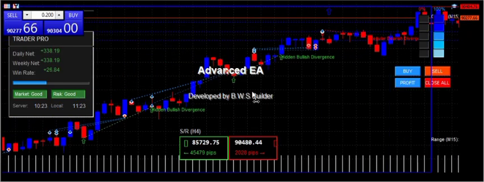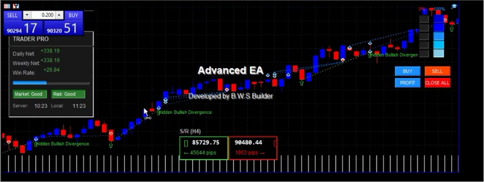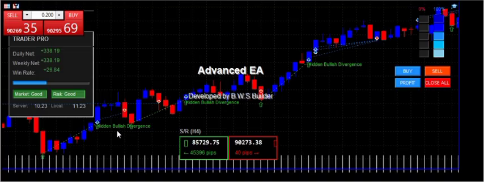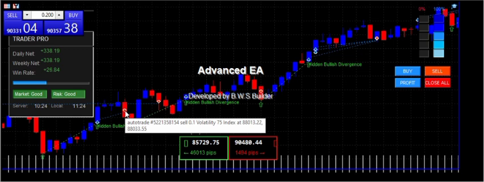Now, when you look at this trading so far, it has been trading divergence for me since morning. Now, when you look at this, we have hidden divergence. Immediately it confirms the divergence, it executes market and it trades. Once you see here, it took the profit.